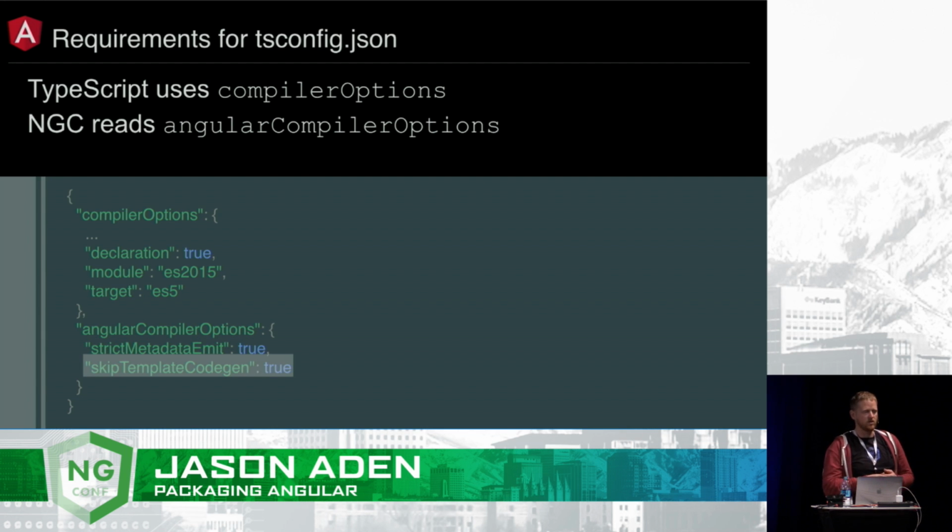And skip template code gen. So what this does is it tells the Angular compiler not to generate the ng factory files. It tells it not to generate the ng style files. It will only generate the pieces that are actually required for publishing your libraries.